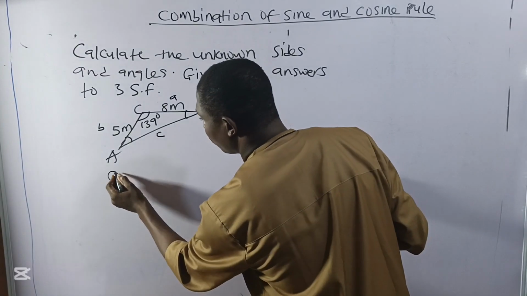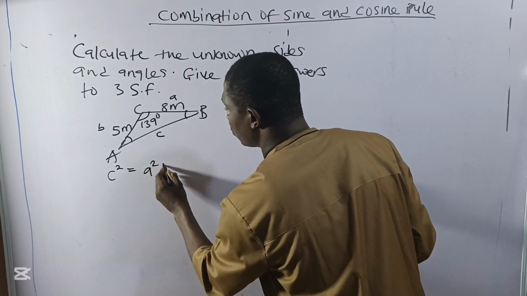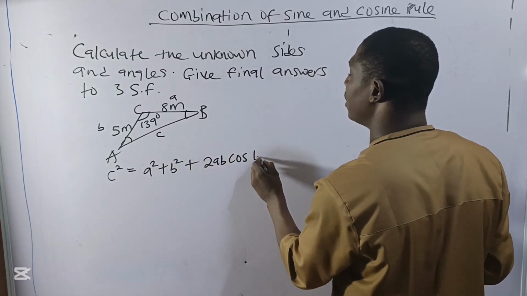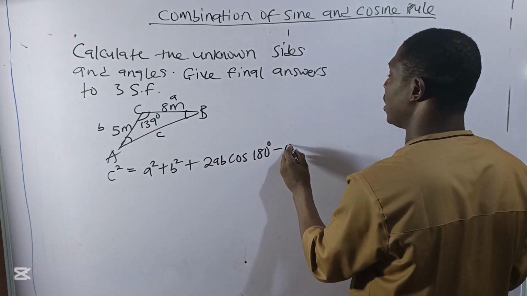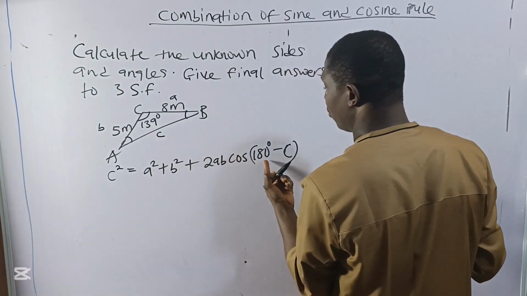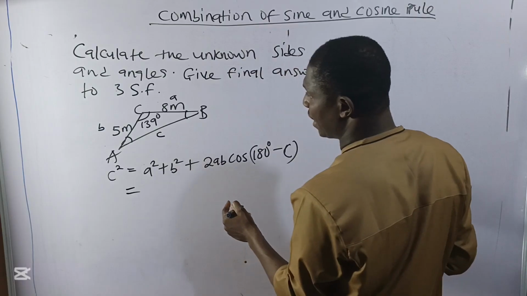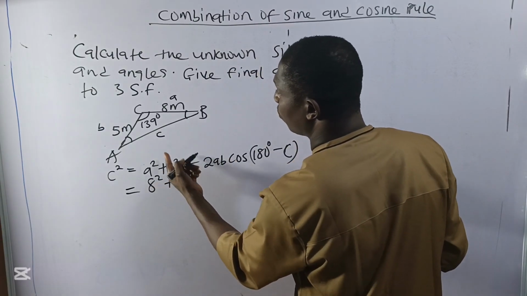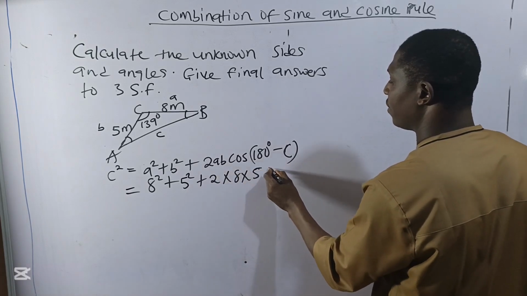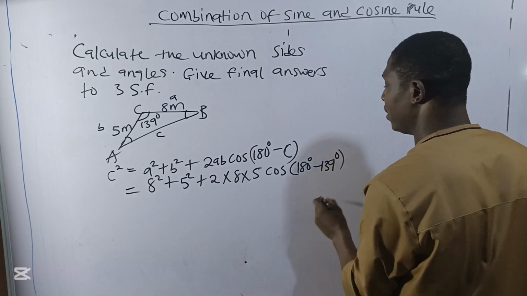So I can simply have my small letter c squared equals a squared plus b squared plus 2ab cos of capital letter 180 degrees minus angle C. Why plus? Because it's greater than 90. So I must say 180 minus the angle. So take note. So I will have my small letter a is 8, so I have 8 squared plus my b is 5, 5 squared plus 2 times 8 times 5 cos of 180 degrees minus 139 degrees.